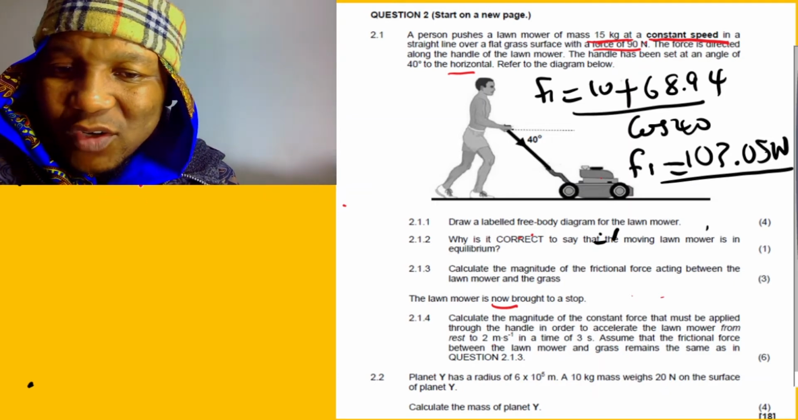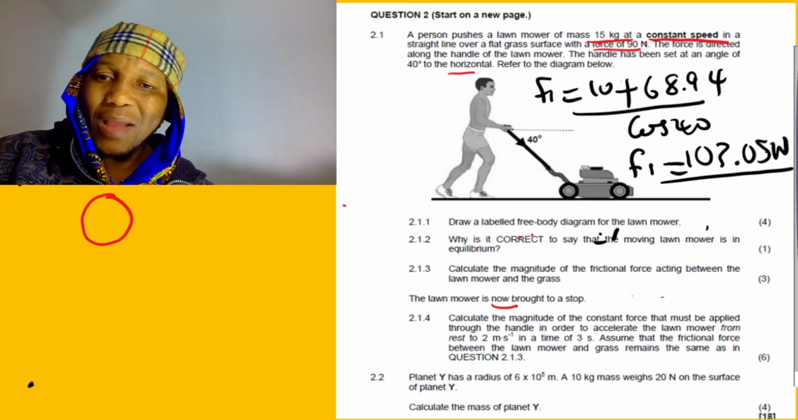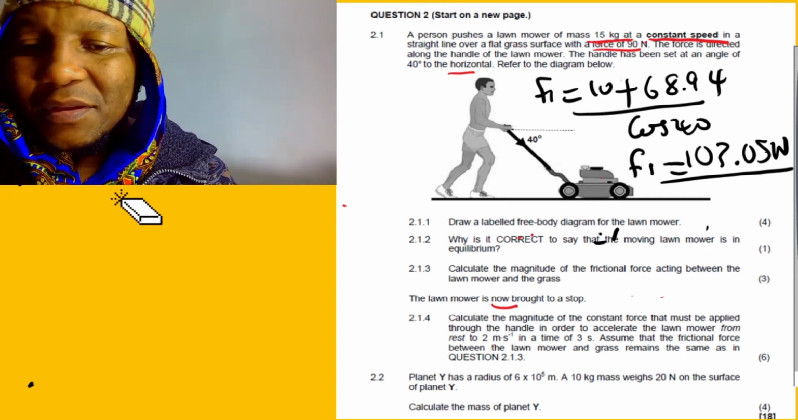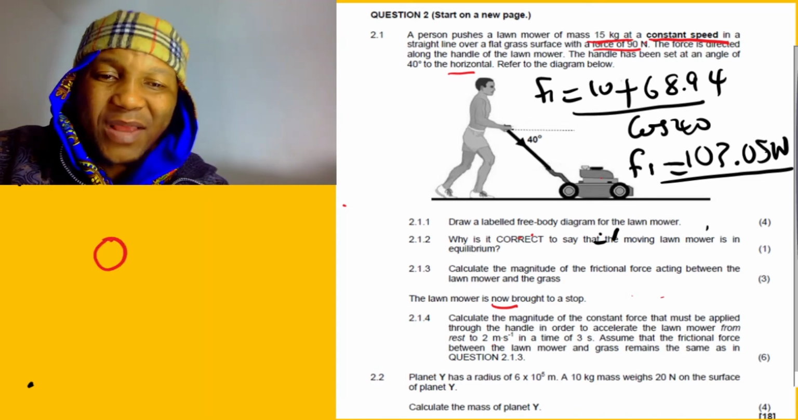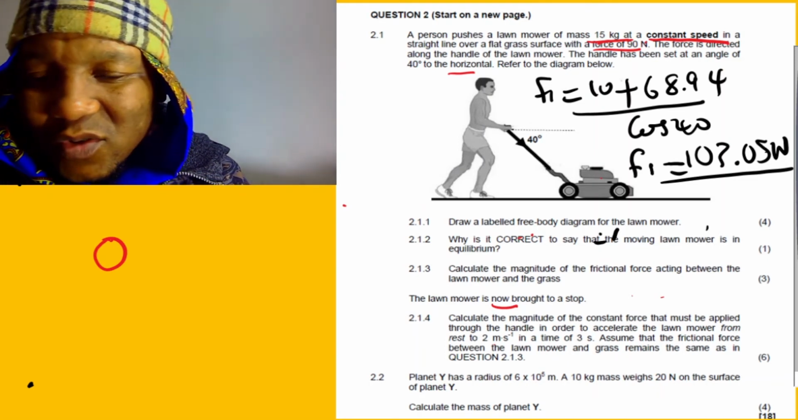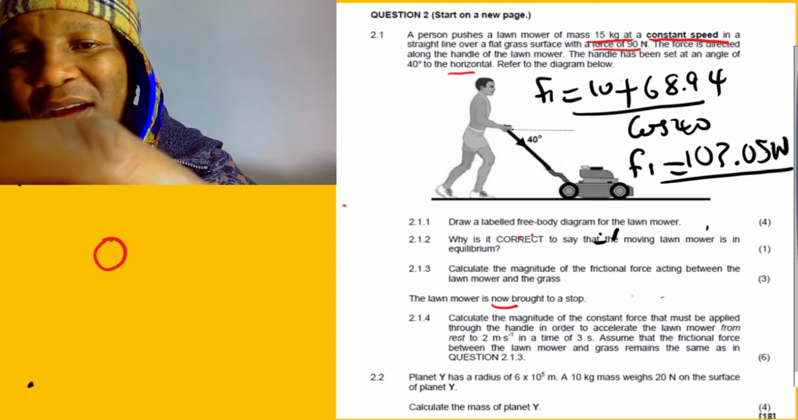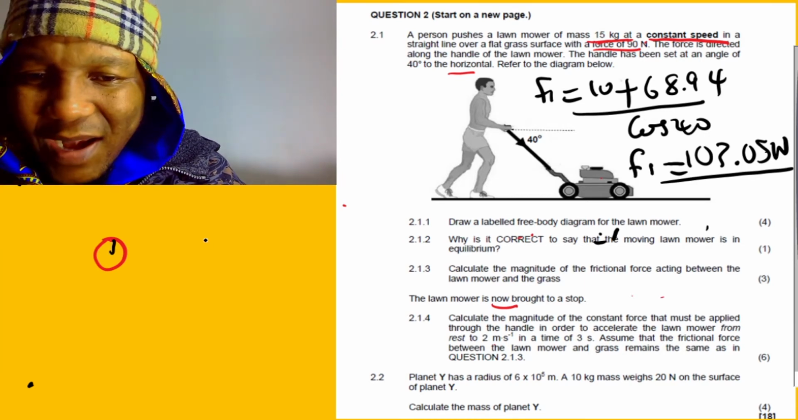Okay, let's assume this planet Y here. So what happened to this planet? Okay, let's draw it down a little bit. Planet Y. So this planet Y, they say, has a radius of 6.8. So it has a radius from the center to there.